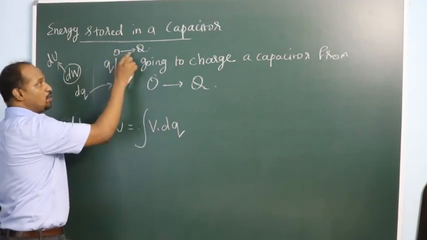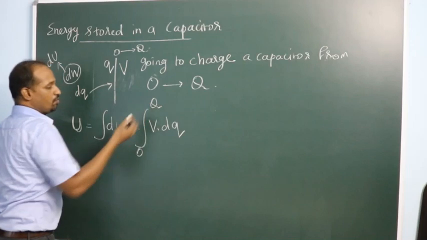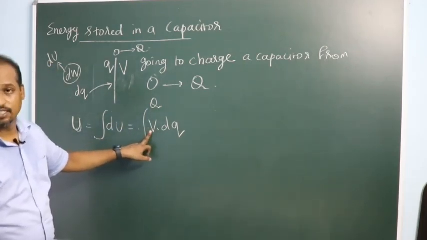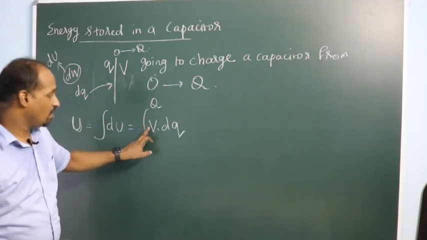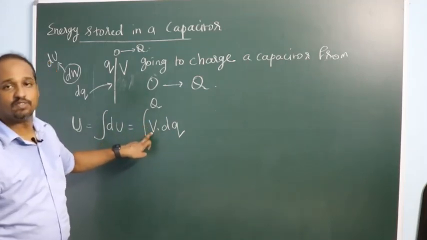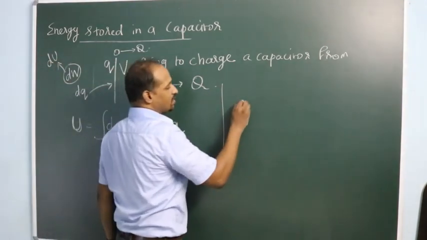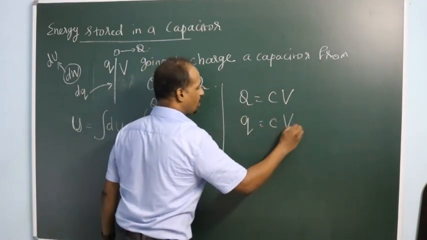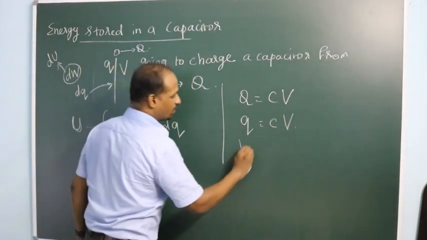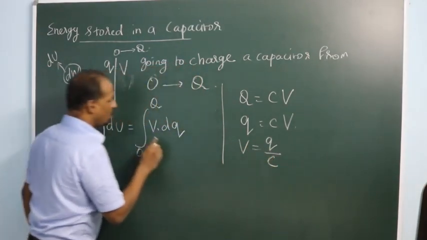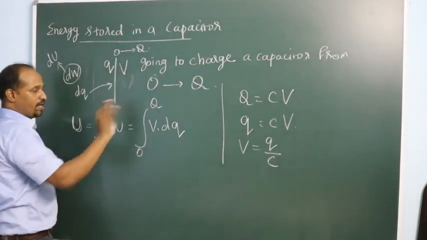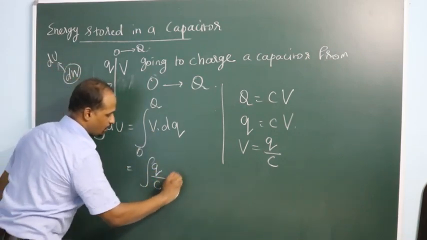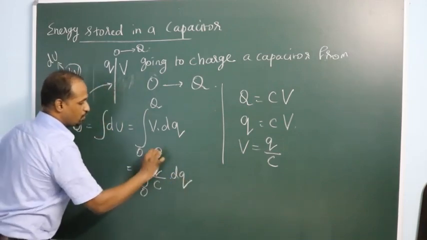You need to charge from where to where? From 0 to Q. But V is a function of charge, because every time charge increases, V increases. So V is not a constant, we can't take it out. We have to write V in terms of q. For a capacitor, Q is equal to CV, so V is equal to Q by C, because when the potential is V, the charge was q in between. So the energy is the integral of q by C into dq from 0 to Q.